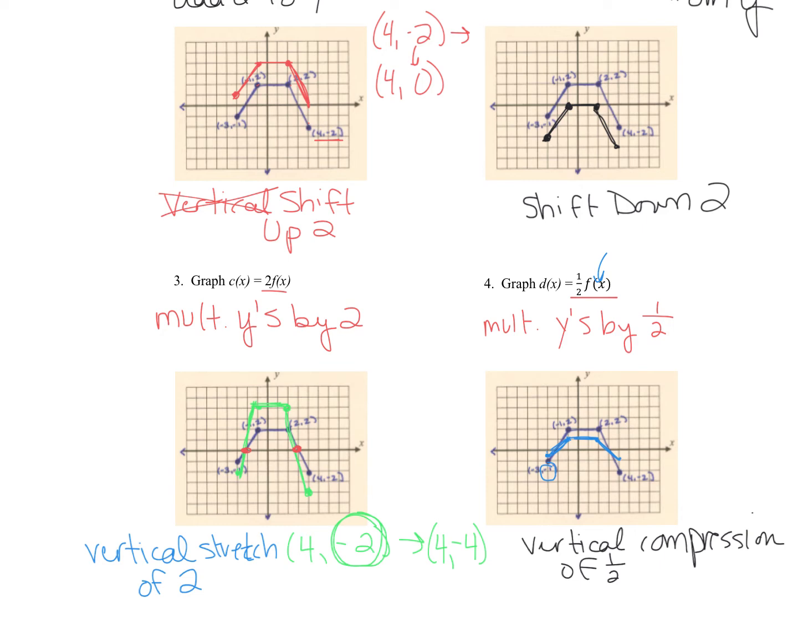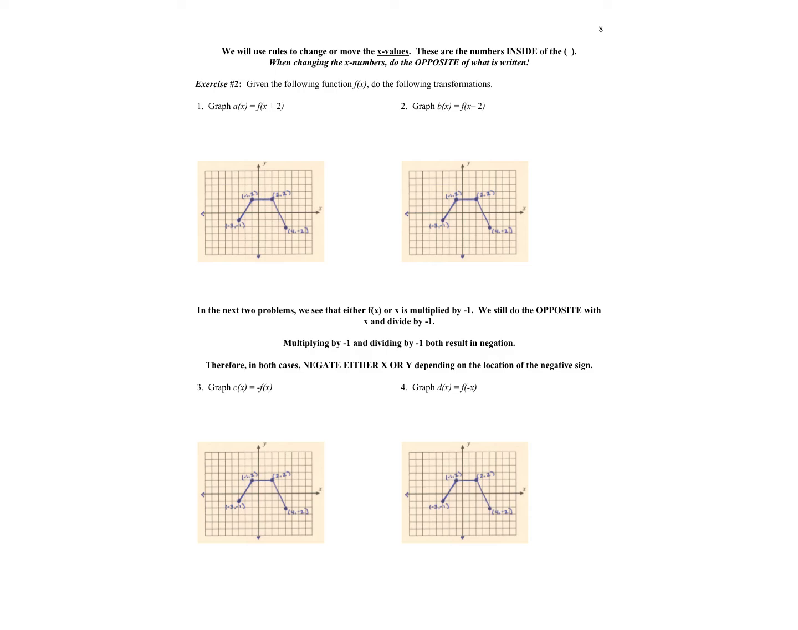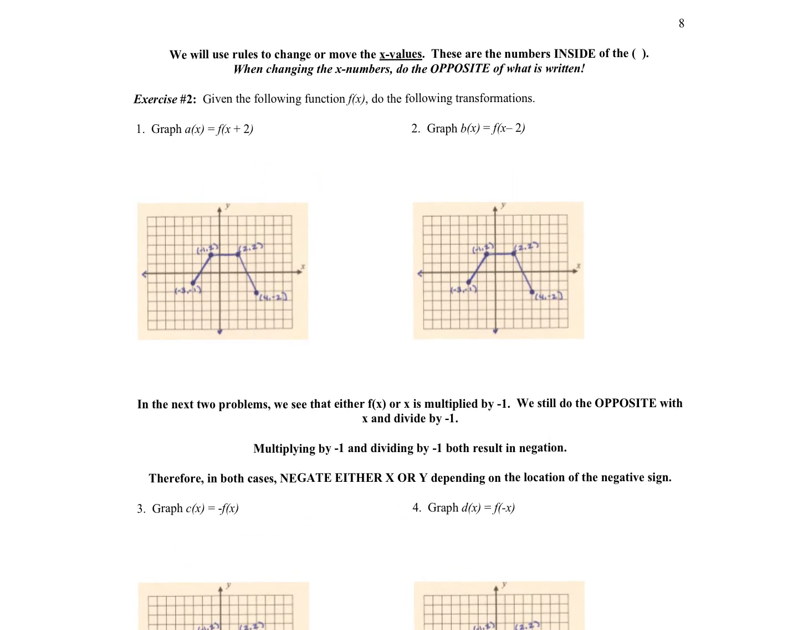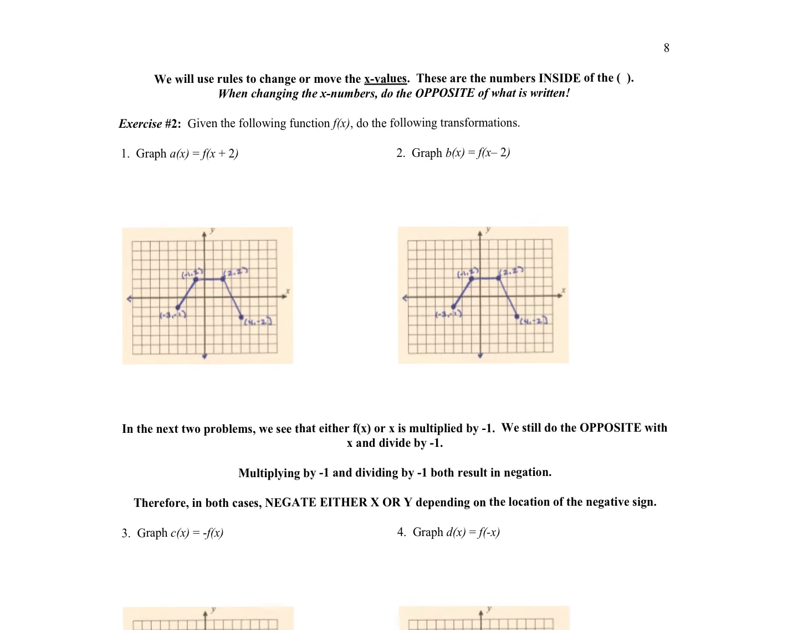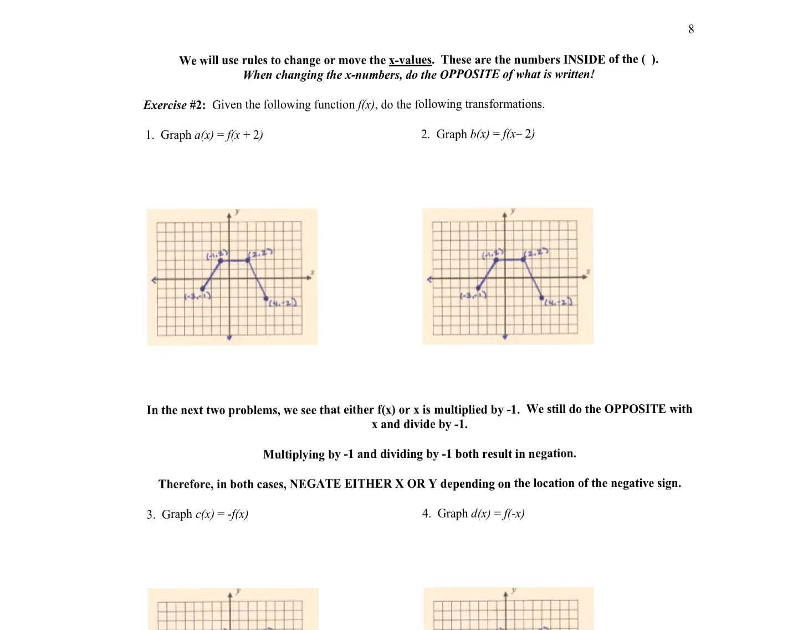On the next page, we're going to start to look at some other types of changes. Now, what gets a little tricky, and I'm just going to read this first. It says we will use rules to change or move the x values. These are the numbers inside of the parentheses, right, where the x is. When changing the x numbers, we do the opposite of what's written, which at first glance just seems like a rule that doesn't make sense. So before I go back to that, I'm just going to explain what opposite means.